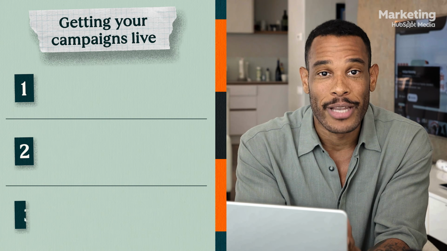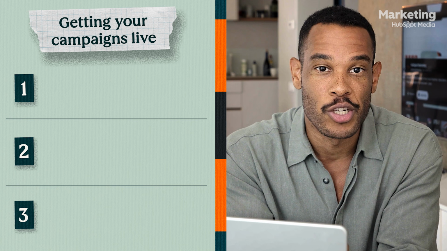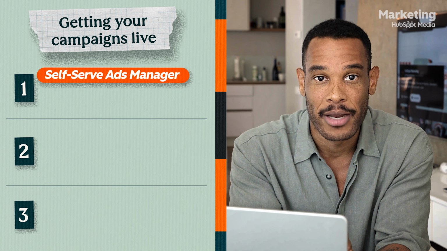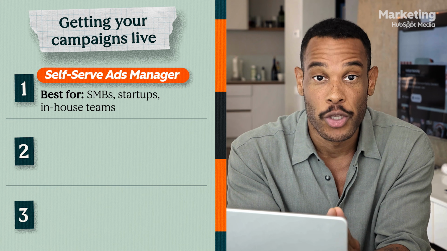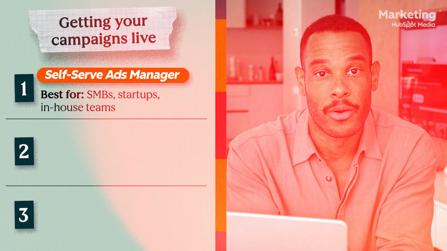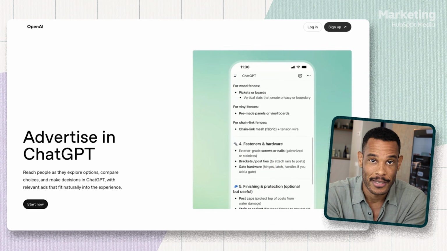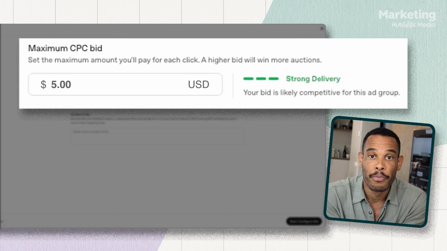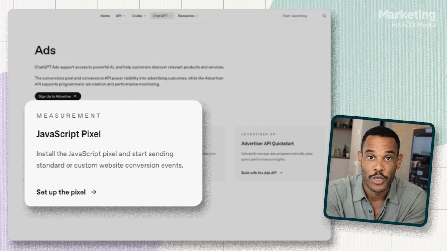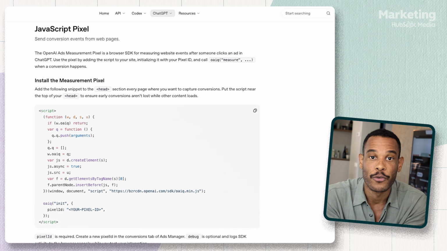There are 3 ways to get your campaigns live right now. Which one is yours depends on your team and your budget. Path 1 is the self-serve ads manager. This is the one most of you watching are going to use, but it's only available to US businesses at the time of filming this video. There's no minimum spend, so you can start with whatever budget makes sense for a test. CPC and CPM bidding are both available, and the OpenAI Conversion Pixel and Conversions API are already live, so you can track what's working from day 1.